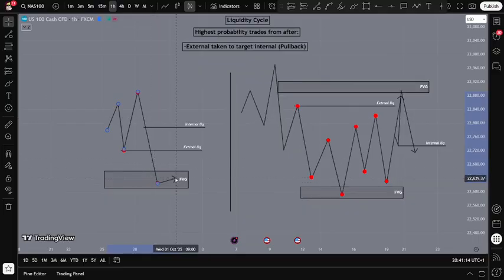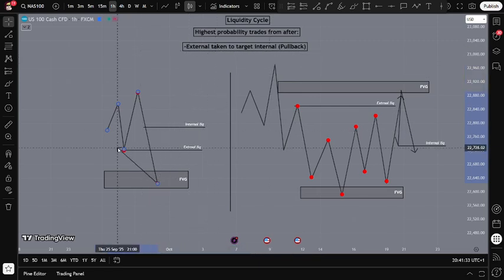So let's say market is down here, right? So then market just swept this external low, so this external liquidity. And if market gives an entry model for here, it's only valid for you to enter from here and only target this internal liquidity, because this one is going to be used as a pullback trade, like it says over here. External taken to target the internal.